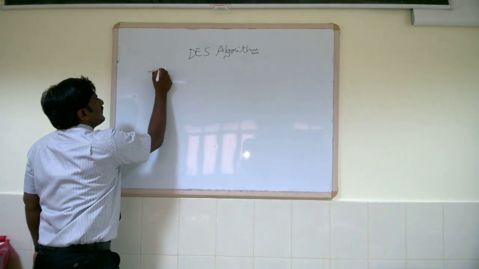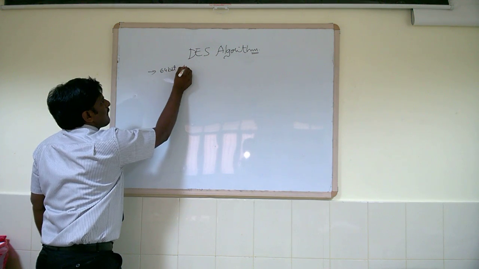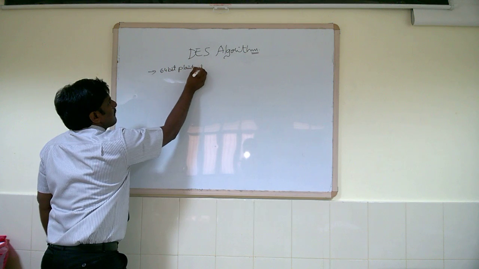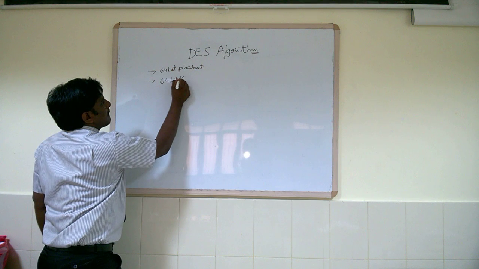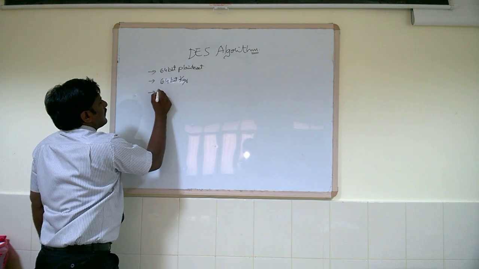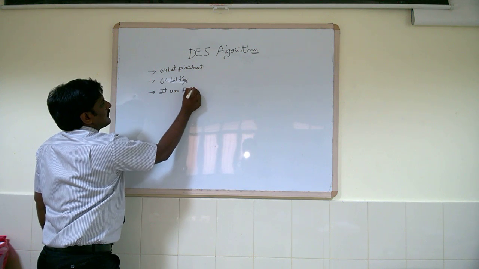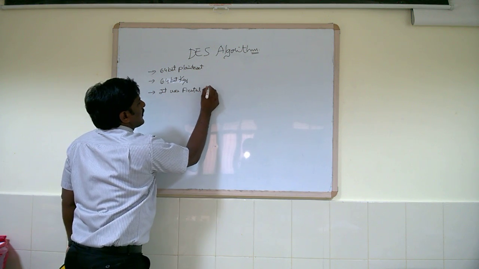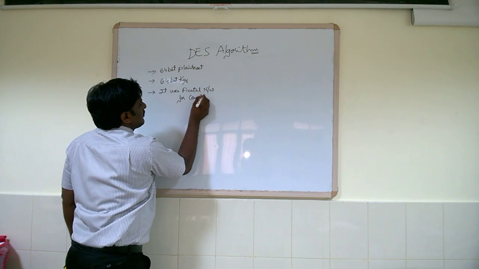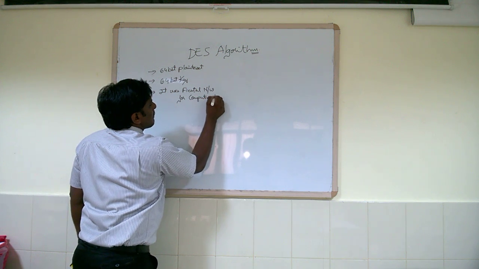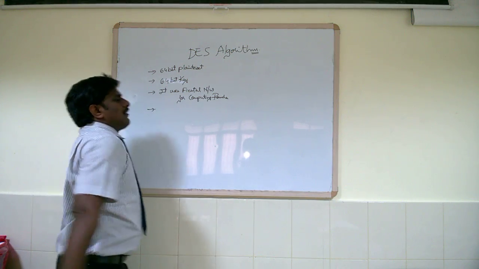It accepts 64-bit plain text, it uses a 64-bit key, and for round computation it uses the Feistel network. For computing rounds, it uses the Feistel network.